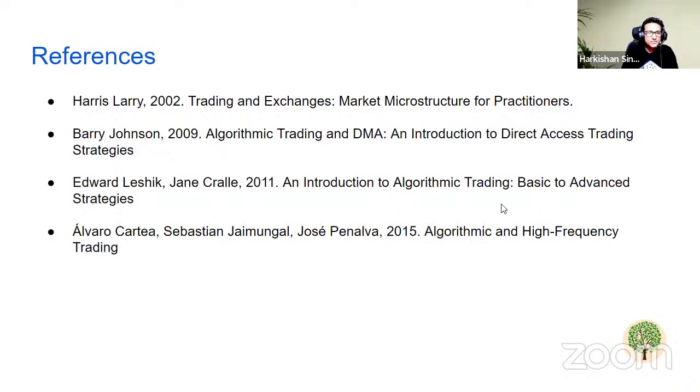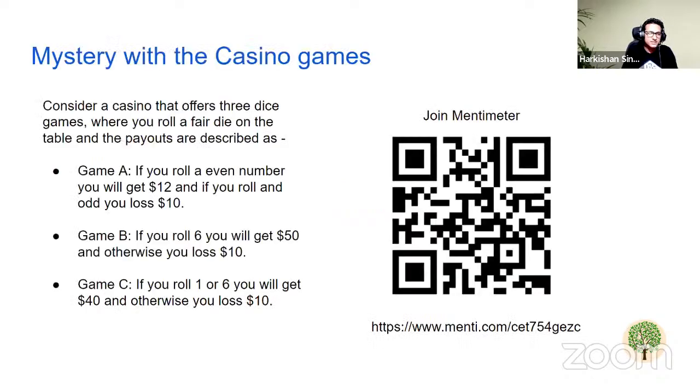Okay, moving forward, we have interesting activities. We have a few activities kept for you, related to how you understand the topics taught in this workshop. The first thing is the mystery with the casino game. I would request the co-host to share the Mentimeter link.